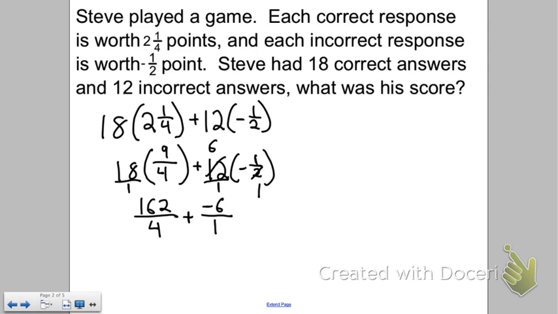Now I'm going to simplify this: 162 divided by 4 gives me 40.5. And negative 6 divided by positive 1 gives me a negative 6. So 40.5 minus 6 gives us a total of 34.5 points for Steve.